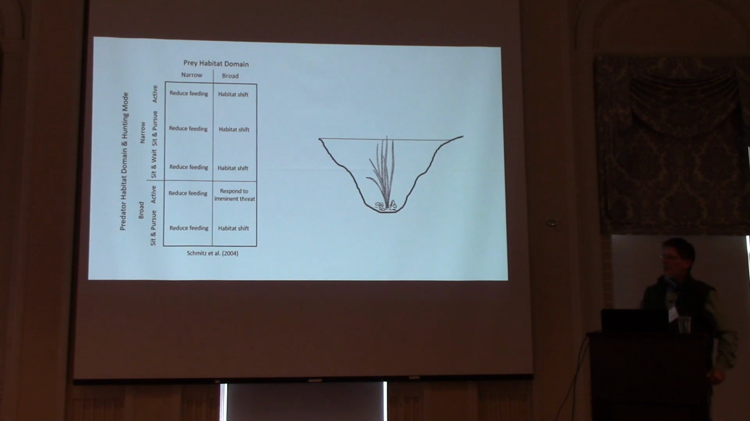So Schmitz came out with this real nice little dichotomy that you could predict what prey ought to do in the face of predation if you knew the habitat domains of the predators and the prey and the types of hunting modes. And this is his schematic here.